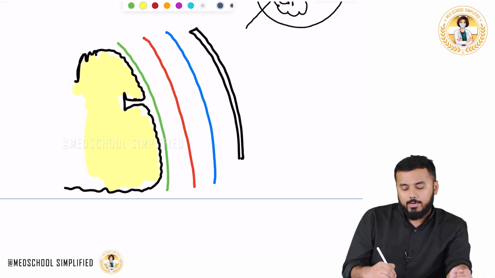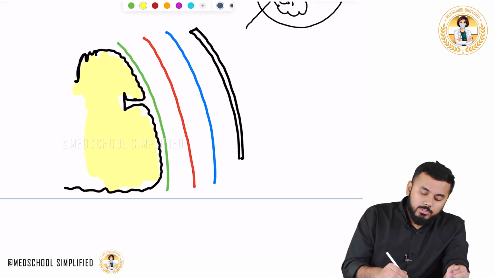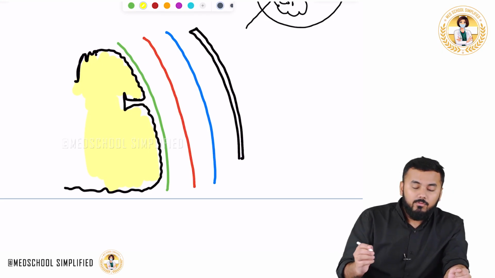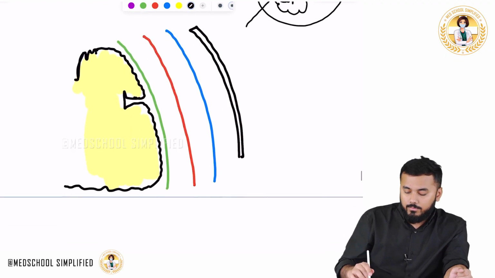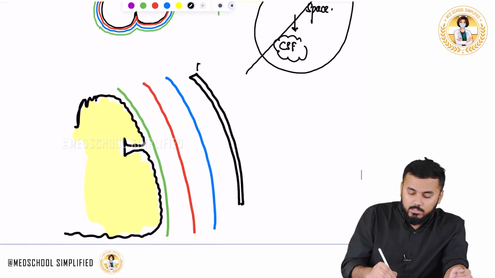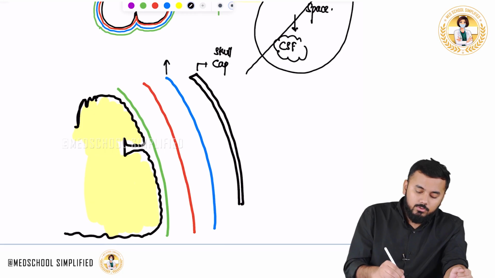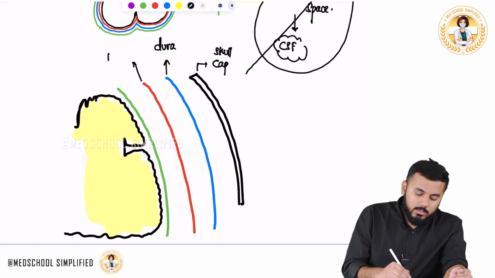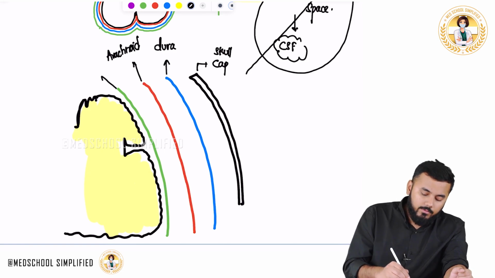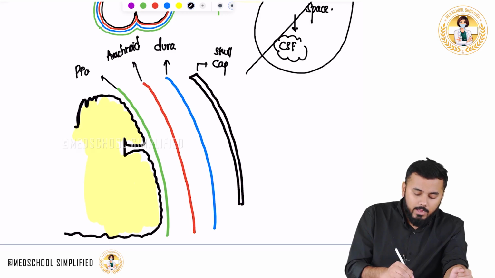Now, what am I trying to tell you? Remember one very important thing. Let us first write down the things over here. So this is your skull cap, right? And this is your dura mater, and this one over here is your arachnoid mater, and the final one here is your pia mater.